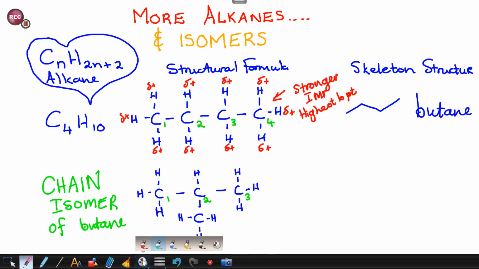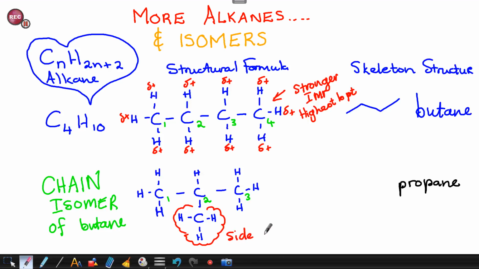So the base name of this thing will be determined by the chain with 3 carbons in it. So that is propane. You agree? Prop means 3. So this is a propane. And this thing that forms the side chain, this is a side chain, or a functional group.